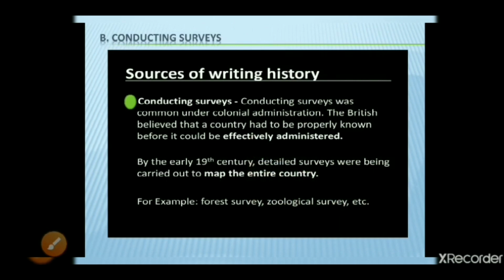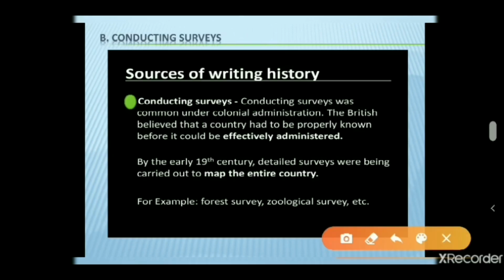The second point that we study in the how do we know topic is conducting surveys. Conducting surveys was common under colonial administration. The British believed that a country had to be properly known before it could be effectively administered. So the Britishers believed that if we have to administer, run a business here or control the country, we will have to know it first. We need to know all about it in detail.